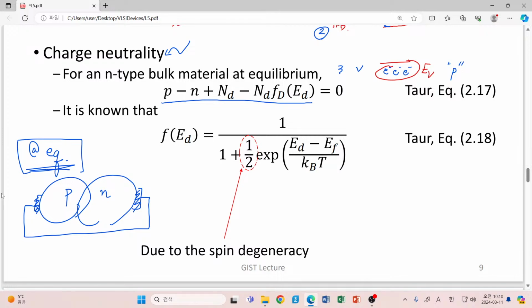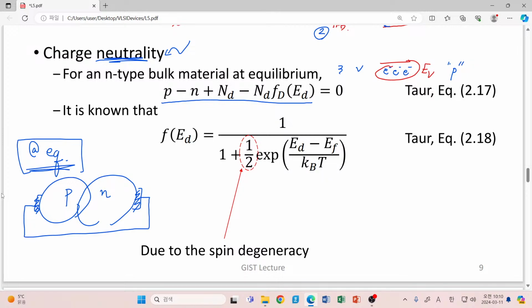Then my question is, okay, we have an equilibrium case. Now can we apply the charge neutrality into our system? The answer is no. Think about the depletion region. Even at equilibrium, inside the depletion region, all electrons are gone and all holes are gone, and there only exist space charges due to the dopants, and they do not satisfy this charge neutrality.